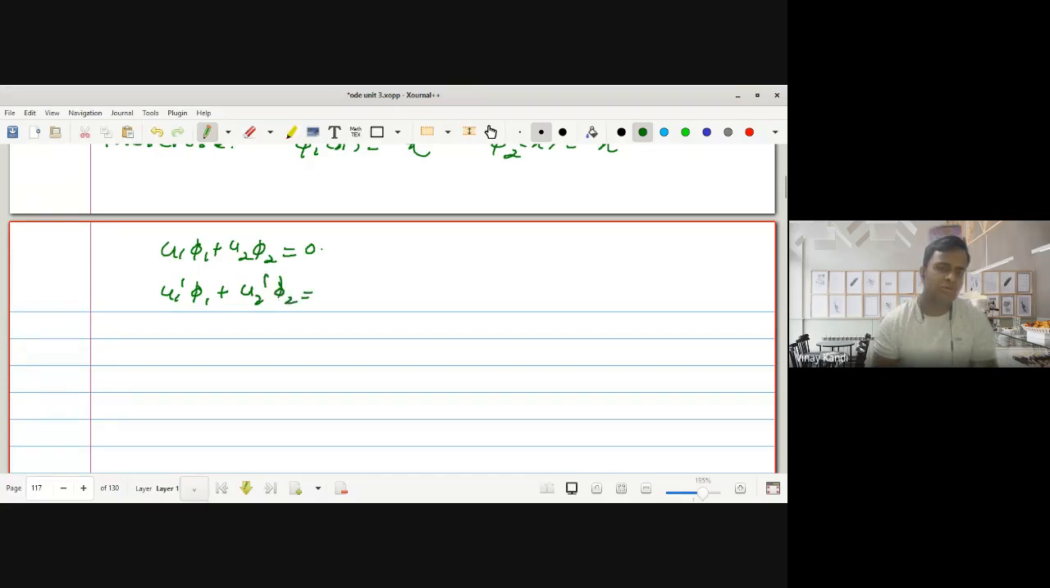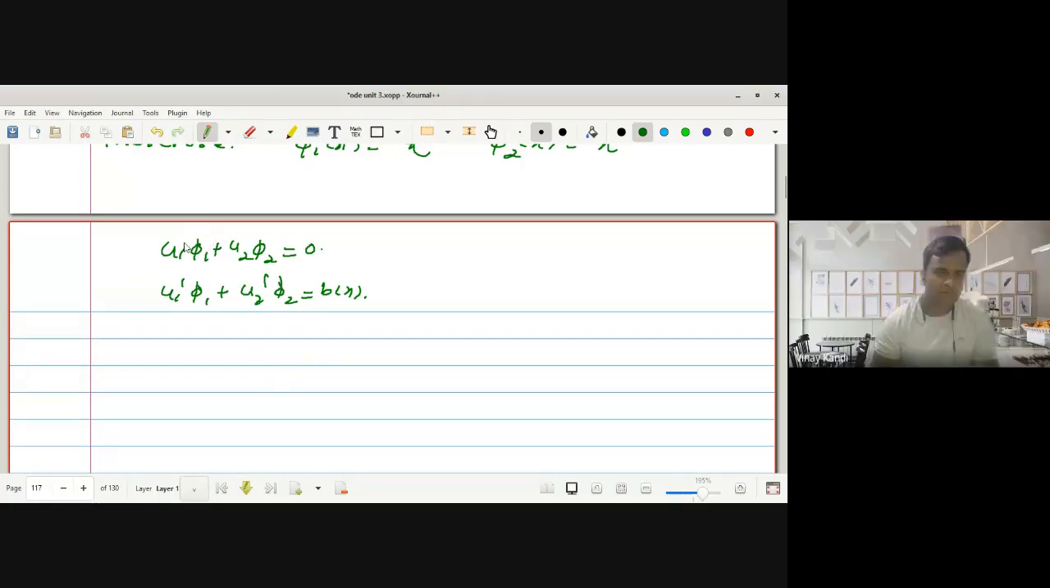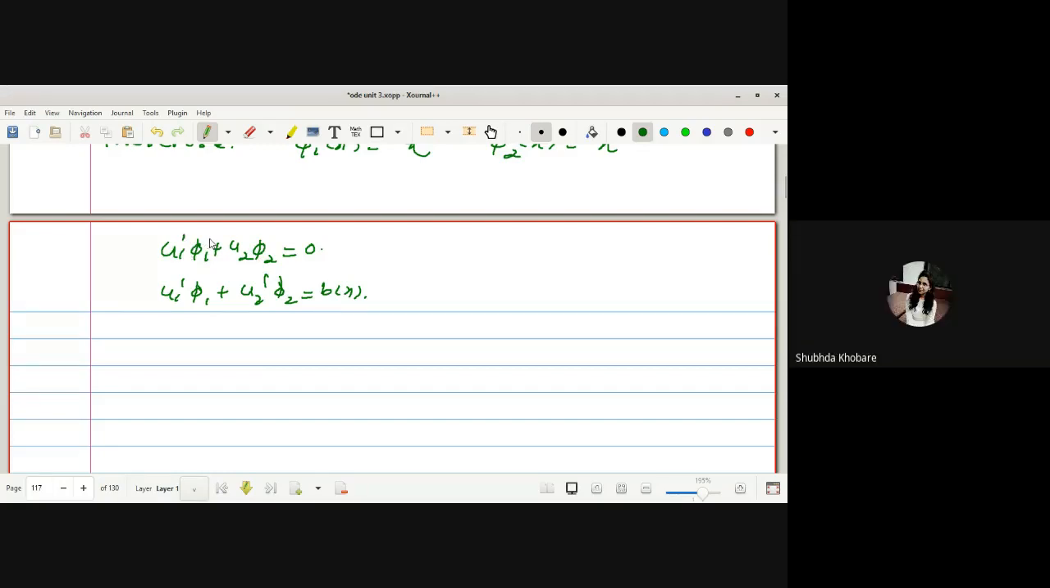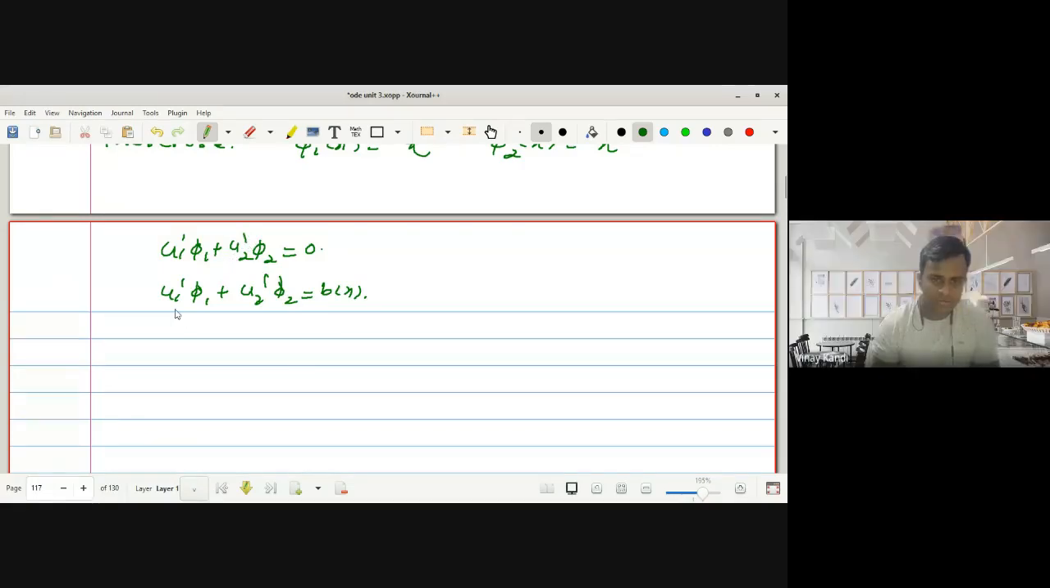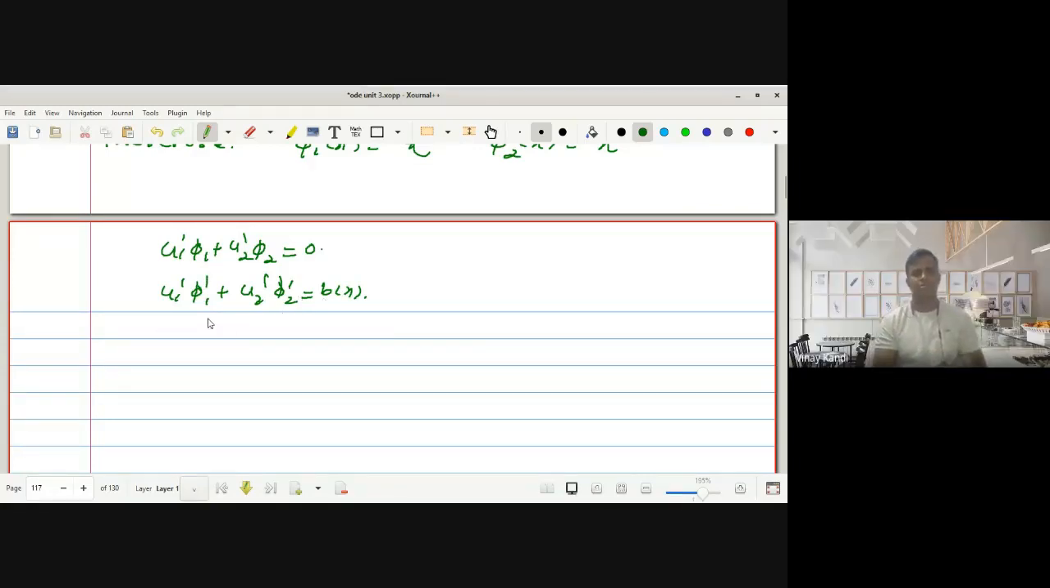u2 dash phi 2 is equal to b of x, right? Sir, the first equation also has u1 dash phi 1. Just u1 dash phi 1 plus u2 dash phi 2. And here u1 dash phi1 dash plus u2 dash phi2 dash is equal to b of x. Yes, sir. Okay, we have used Cramer's rule and everything.